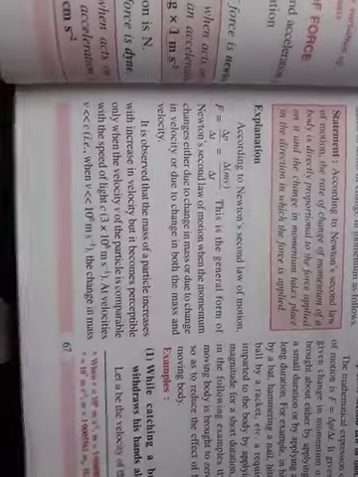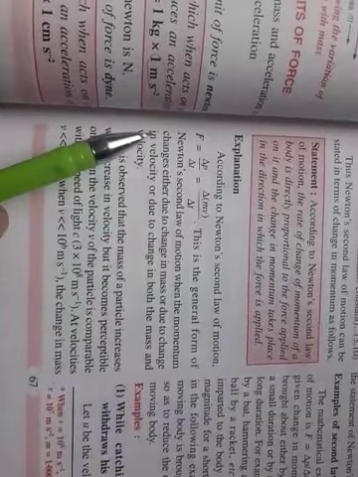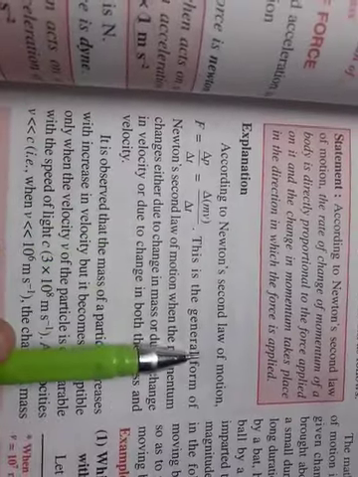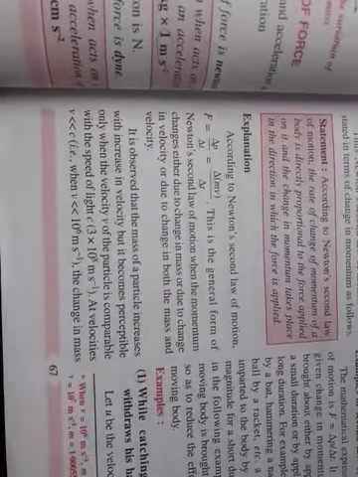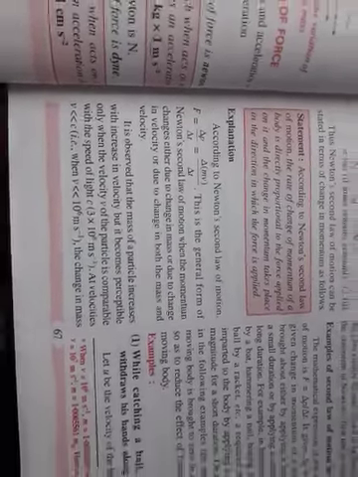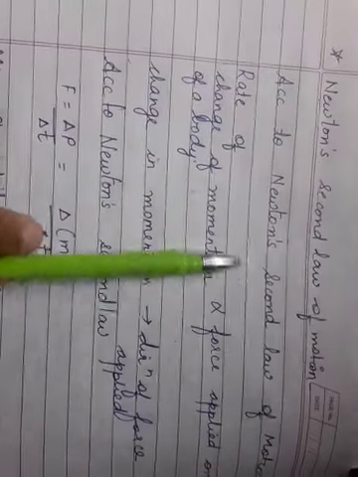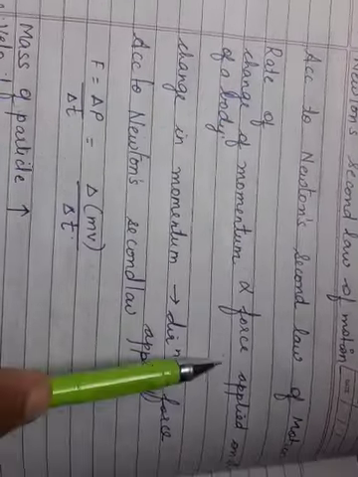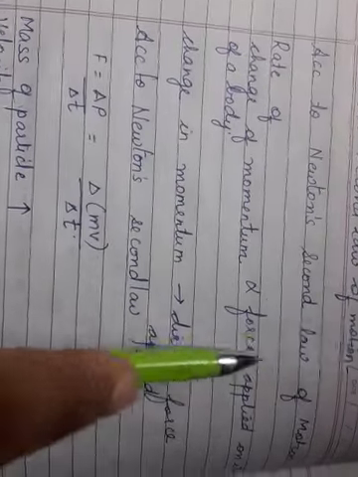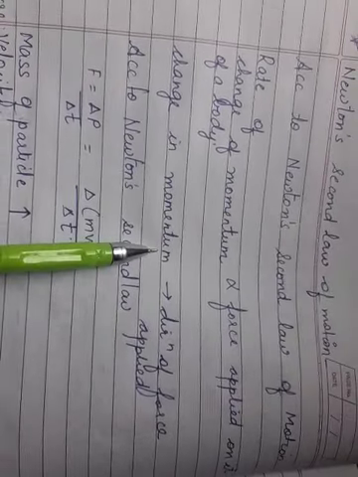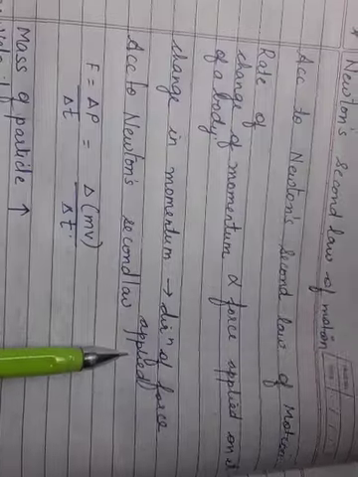Now here we go towards the explanation of this law. According to Newton's second law of motion, what did we get? We saw that F is equal to delta P upon delta T. Here I have just summarized Newton's second law: the rate of change of momentum is directly proportional to the force applied, and this change of momentum takes place in the direction of the force applied.